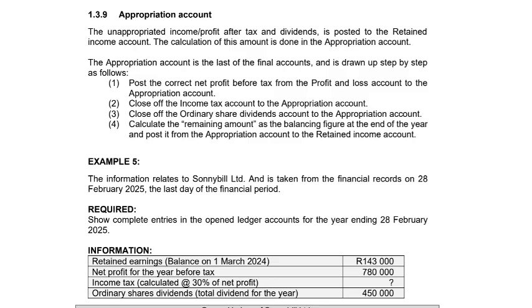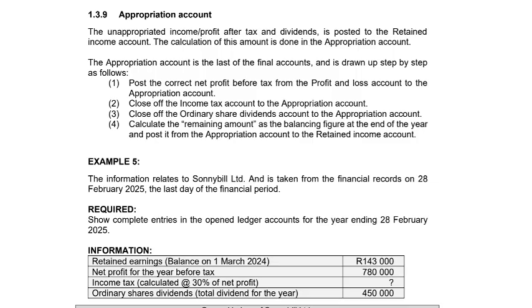Information. Retained earnings balance on 1 March 2024, 143,000 Rand. Net profit for the year before tax, 780,000 Rand. Income tax calculated at 30% of the net profit. We should calculate this amount still. And ordinary share dividends, total dividend for the year, 450,000 Rand.